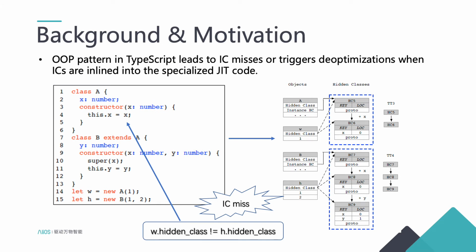In TypeScript programs of object-oriented programming style, inline cache misses can happen when objects of parent and child classes are passed into the same function for operating, which is a common behavior of type polymorphism. It hurts the performance especially when the inline caches are incorporated into the JIT code and de-optimizations have to be taken in response to the inline cache misses. For example, in this program, since hidden classes of object W and object H are not identical, an inline cache miss happens in line 4 when object H is passed to the constructor of class A.